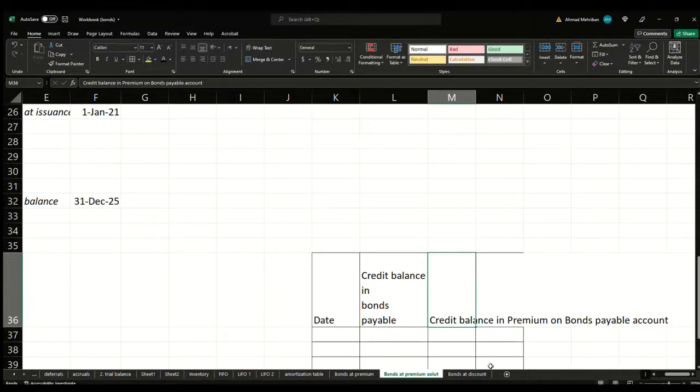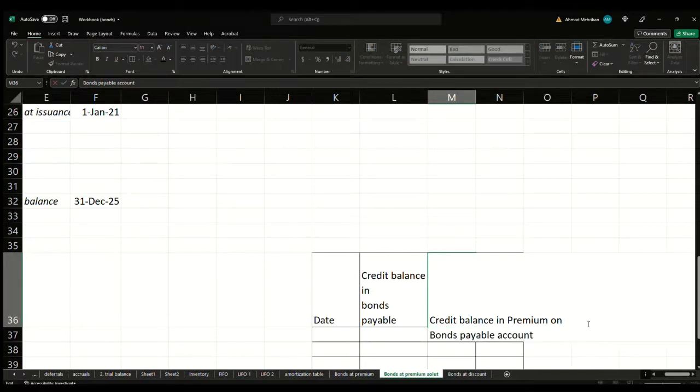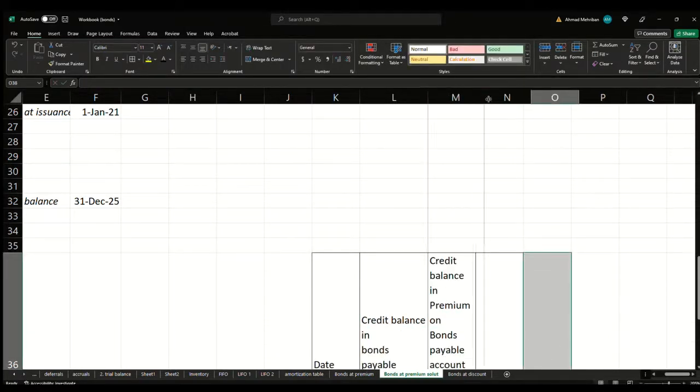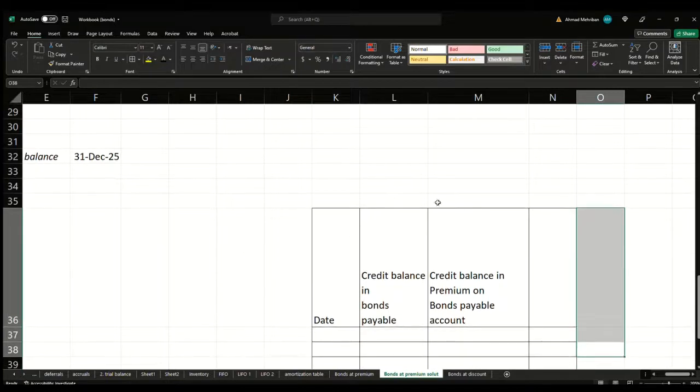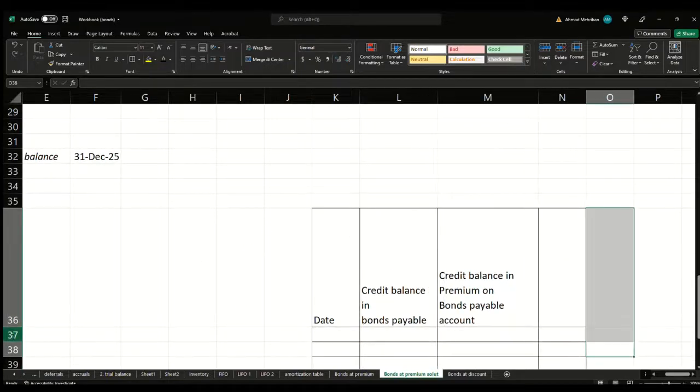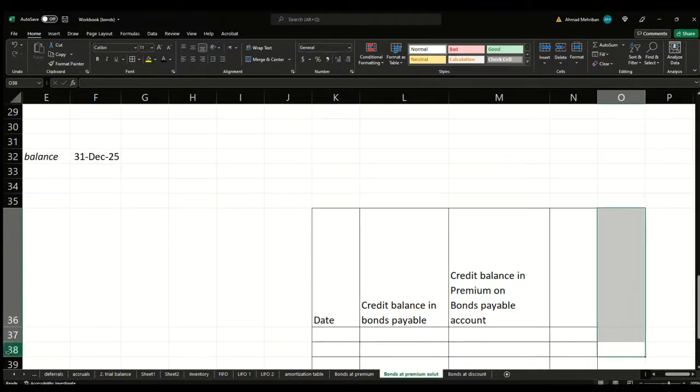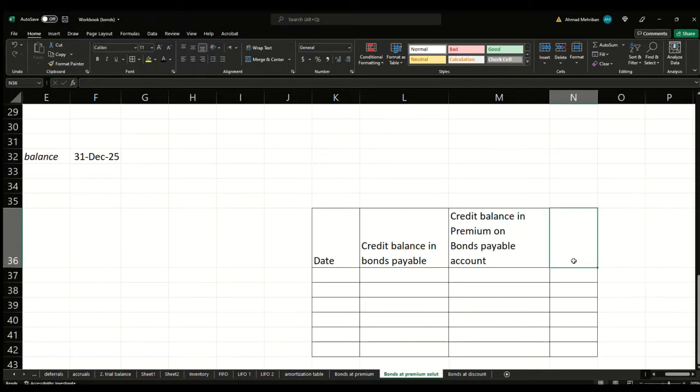Yeah, also let me bring it down to an appropriate size, which I'm kind of not liking that much, but let's just do it this way. And finally we will have a book value of the bonds. So let me use this to bring some light into this.